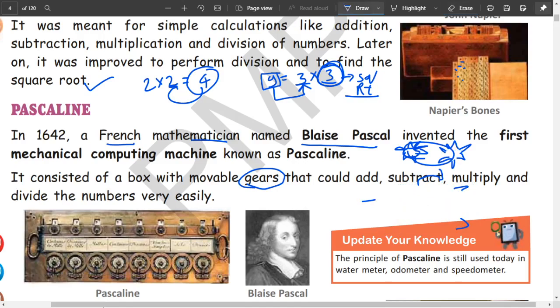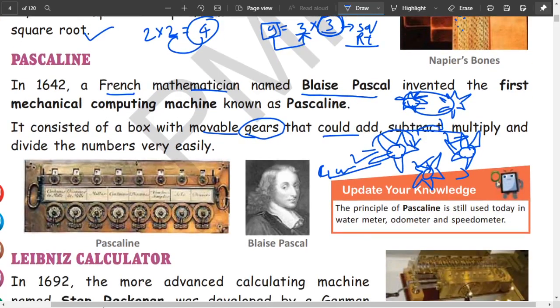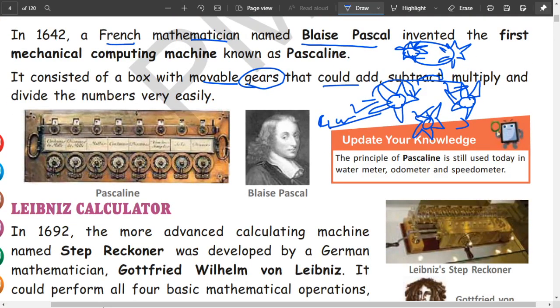Okay. So here what I am telling you is that it had movable gears. Means that if a gear is movable, suppose this is a gear, this is another gear, and any other gear. Now suppose this gear is moving in this direction, and you can connect with it also and you can connect with it also. It means that this gear is movable, means that you can connect a gear to any other gear. Okay, so it was a movable gear that can add, subtract or multiply. The principle of Pascaline is still used today in the water meter, odometer, and speedometer.